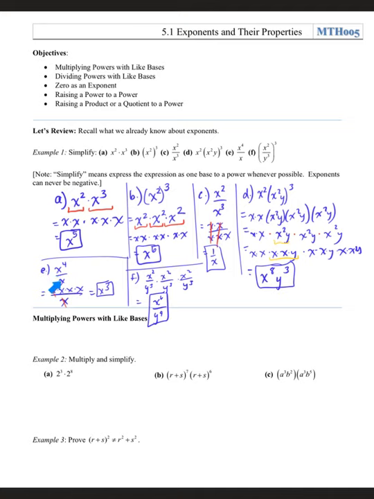Letter E, x to the 4th over x. This one's very similar to letter C. I expanded it, canceled a factor of 1. I'm left with 3 x's, or x cubed, in the numerator, but I don't need to put a 1 under that because it stays in the numerator.